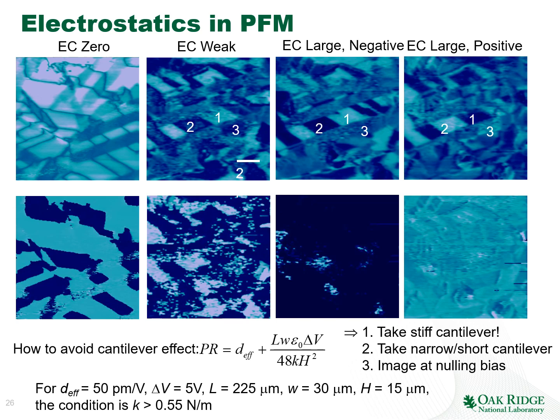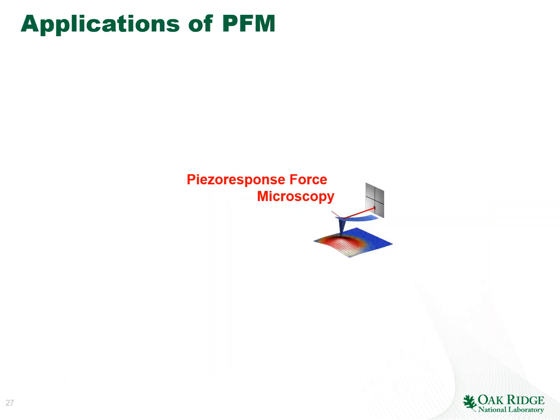So the ways out of the situation is to take a stiff cantilever, of course as long as the material remains stable, take a cantilever which is narrow and short, and try to image at the nulling bias, when the bias of the cantilever and the surface are maximally close. Of course, that works for many materials, but for materials that can be charged, or for imaging during or after spectroscopy, this may not be possible, so there you just need to interpret the signal properly.